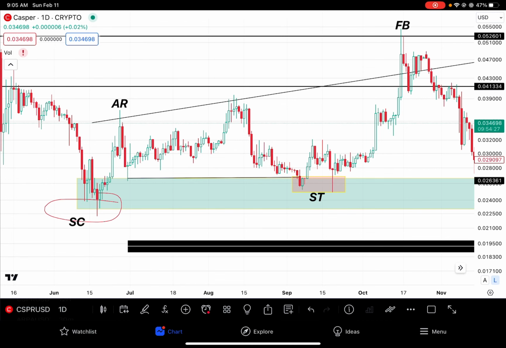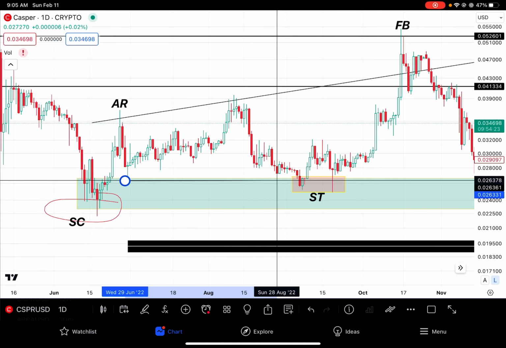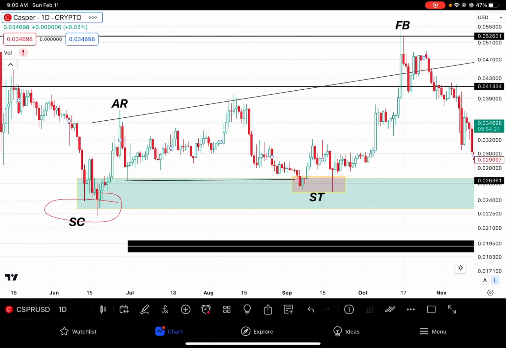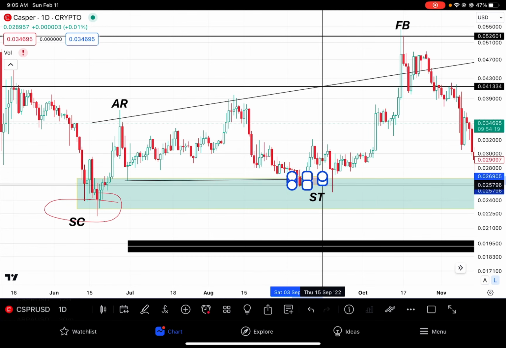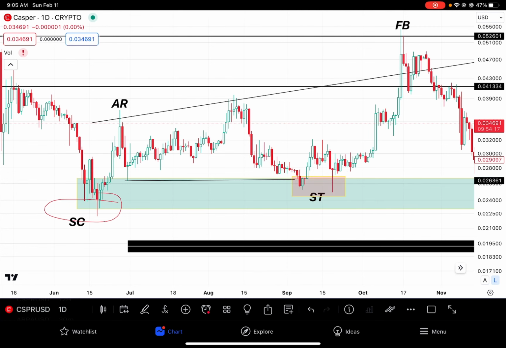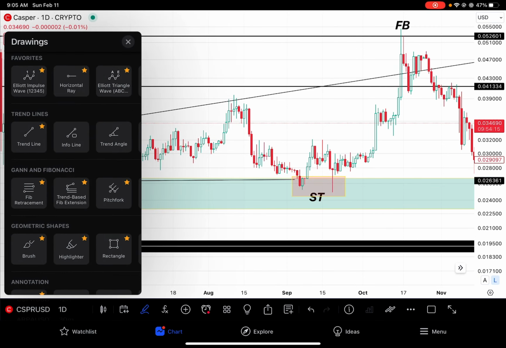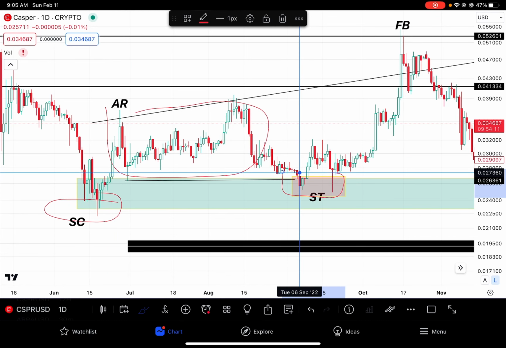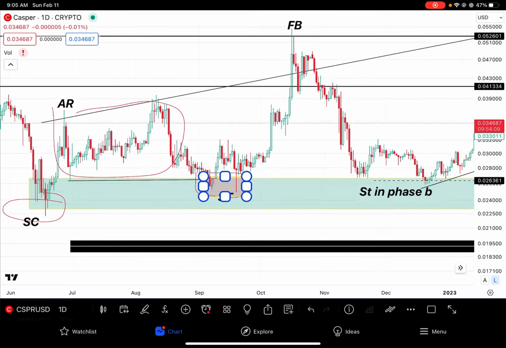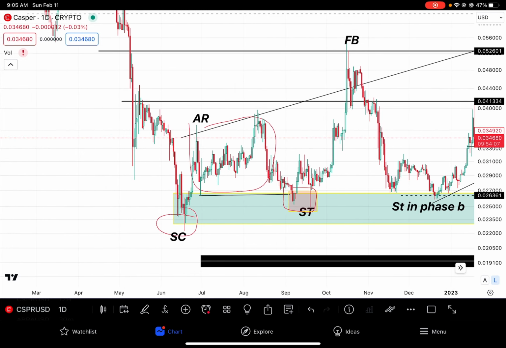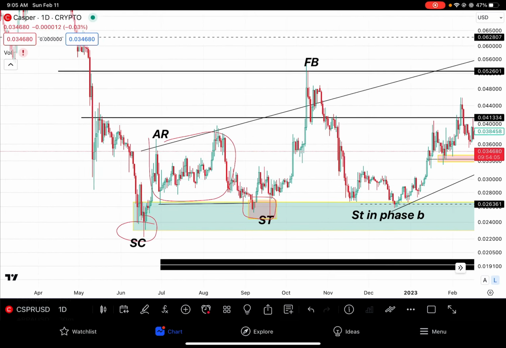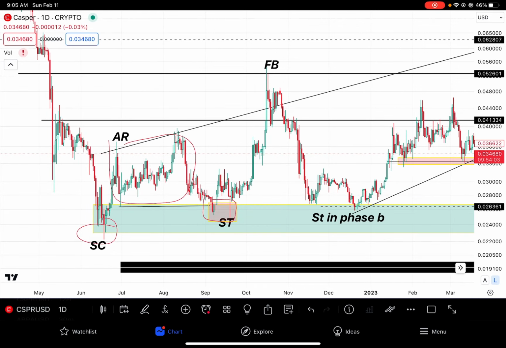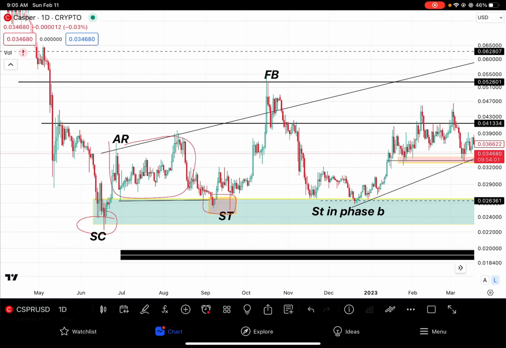After your automatic rally, you have an ABC correction with your C wave sweeping this psychological support. After you sweep that psychological support, you have what's called your manipulation phase. So this over here would be your accumulation. This is your manipulation on the small time frame. And then you have your distribution. Your distribution ends up being your failed breakout on your Wyckoff accumulation schematic.